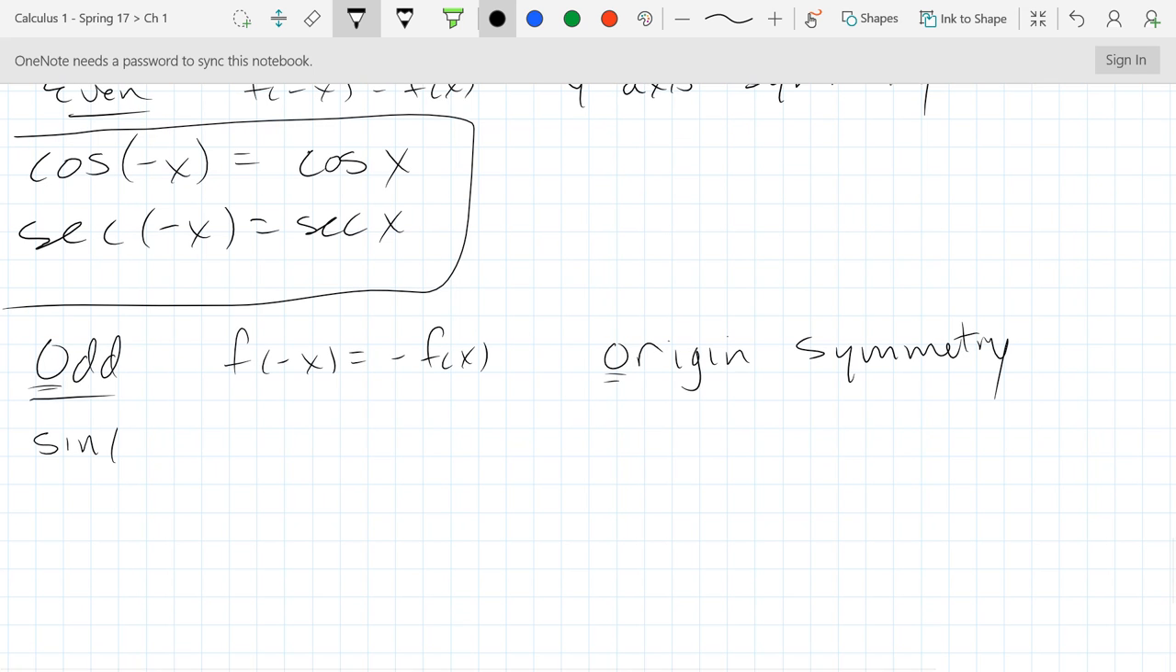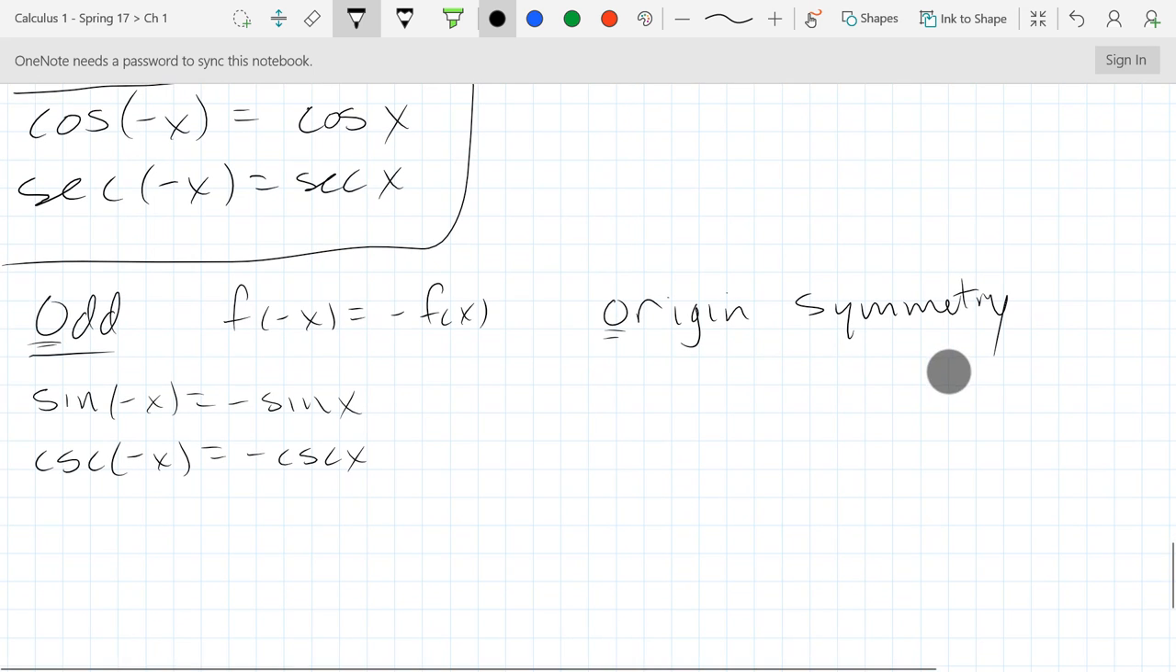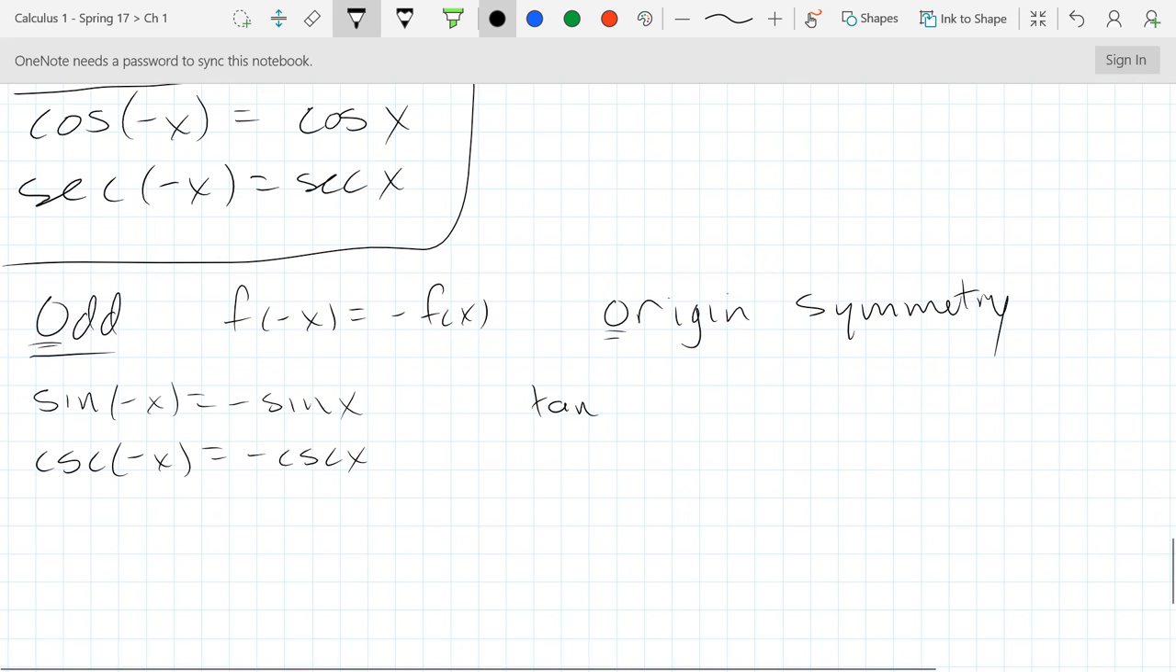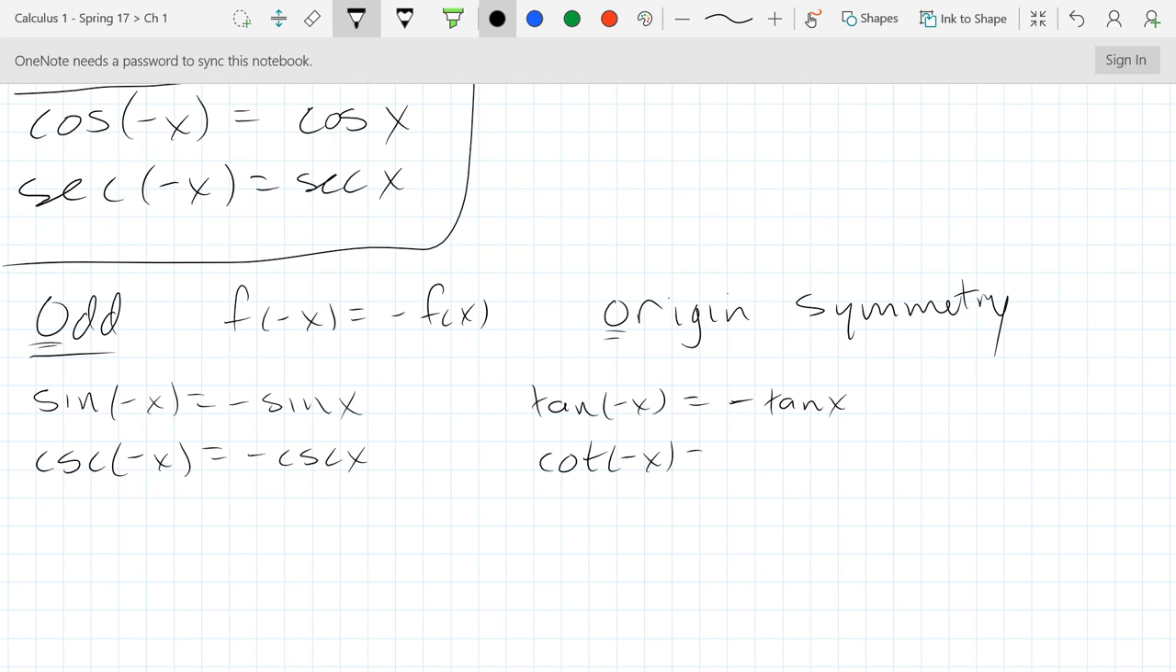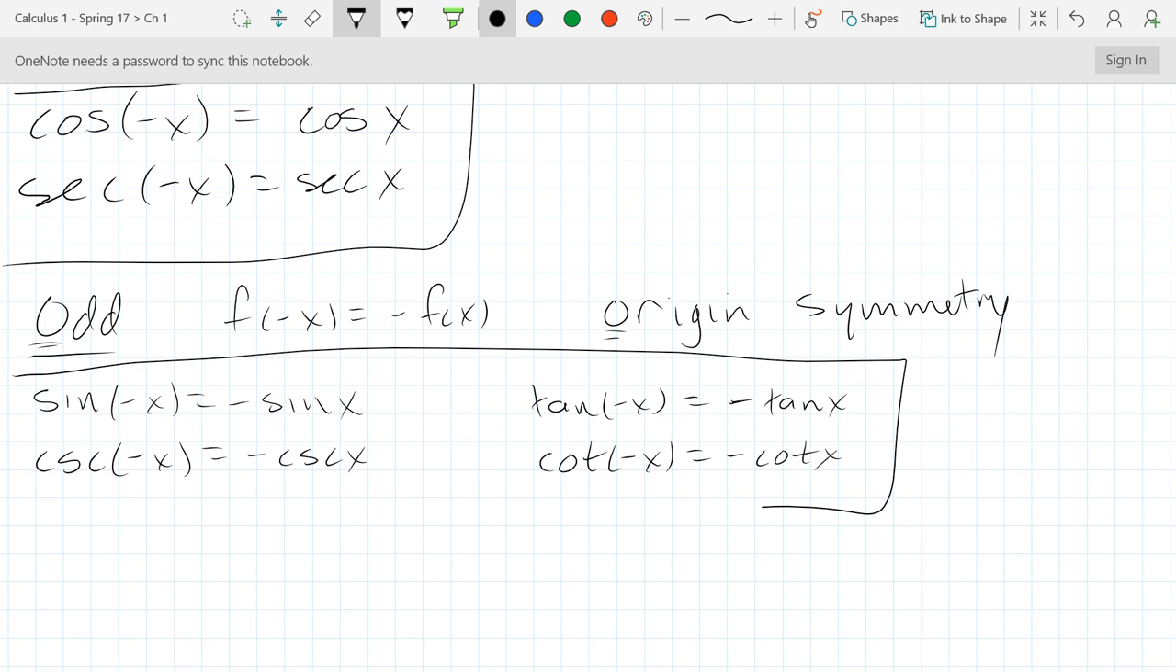So we'll start with sine negative x equals negative sine x. Cosecant negative x equals negative cosecant x. Same thing with tangent and cotangent. Tangent negative x, negative tan x. Cotangent negative x, negative cotangent x. So there's our odd functions.